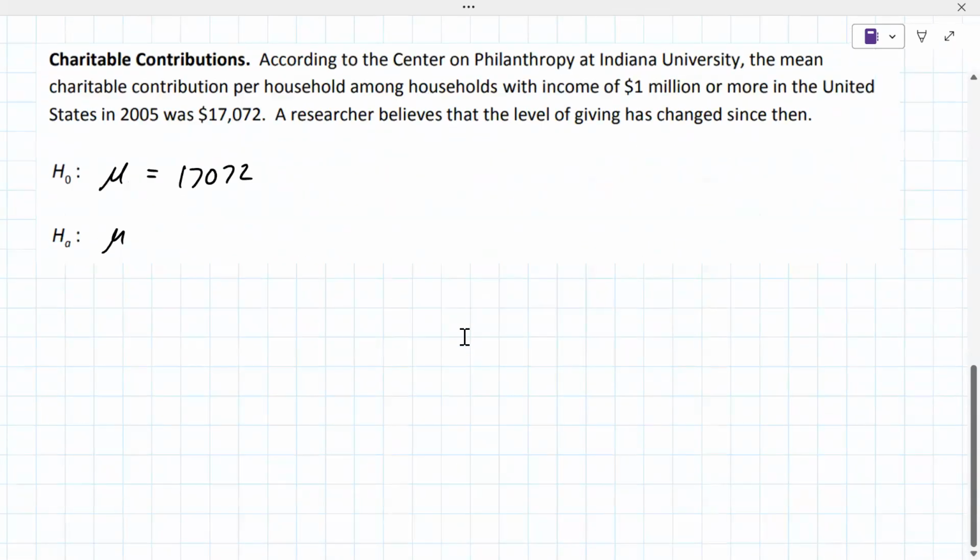A researcher believes that it has changed. So changed is where we don't know whether it's gone up or down. Oh, okay. So it's not equal. Yes. And what is the number? 17,000. Good. Okay.